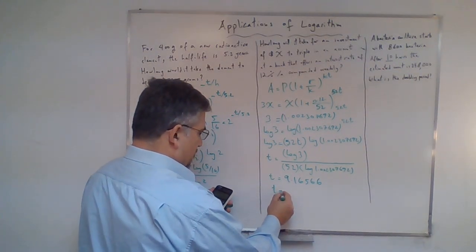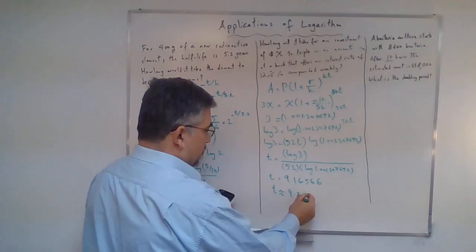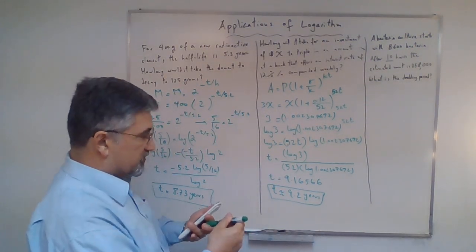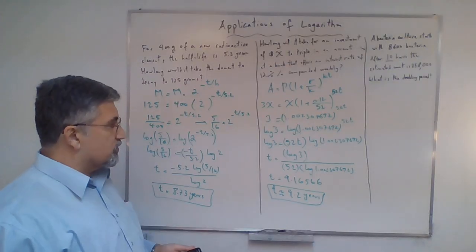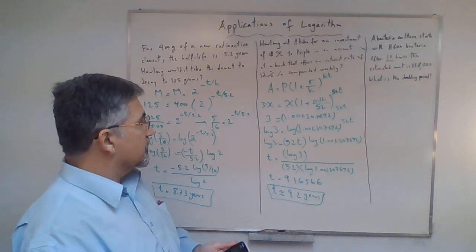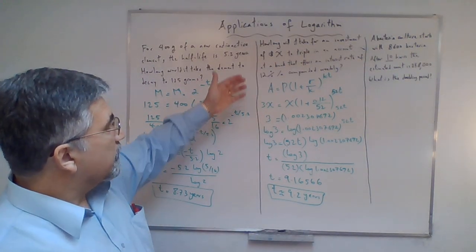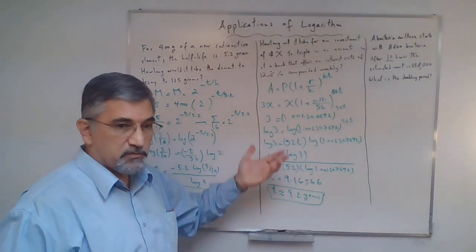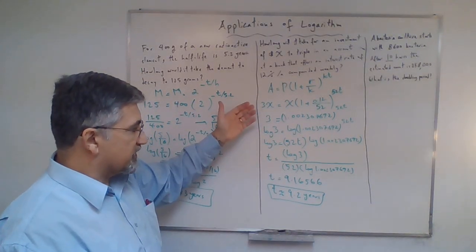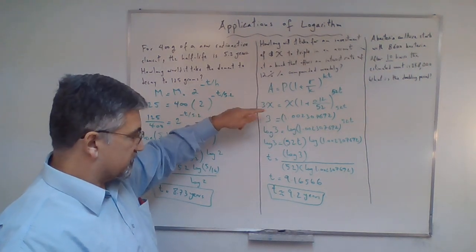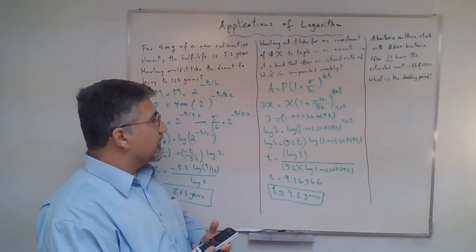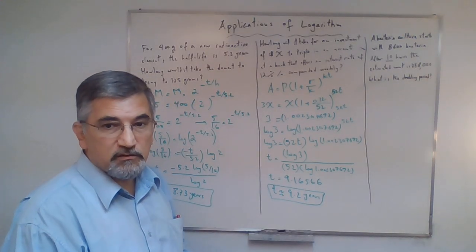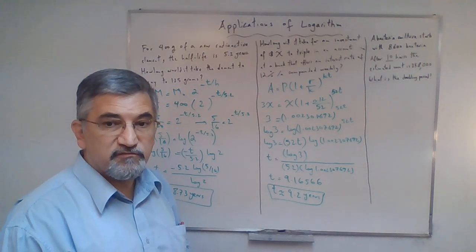9.16566, which of course we can round off to 9.2, and it is going to be in years, obviously, because T stands for number of years. So it will take 9.2 years for this investment of X dollars, or maybe $1,000 or whatever amount that is, to triple. All right, so that's another example in business mathematics or the world of finance.